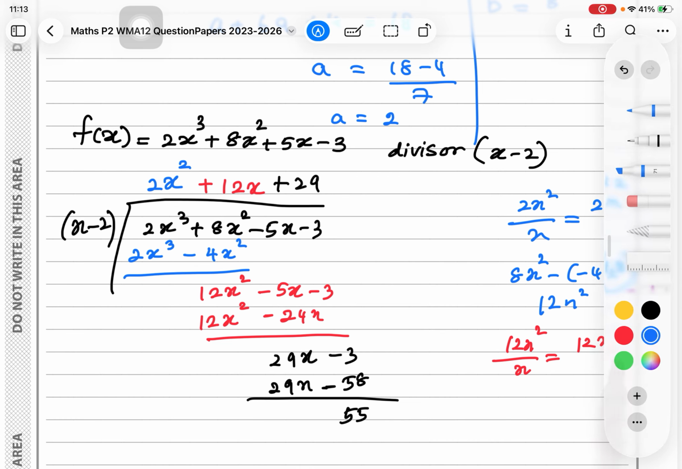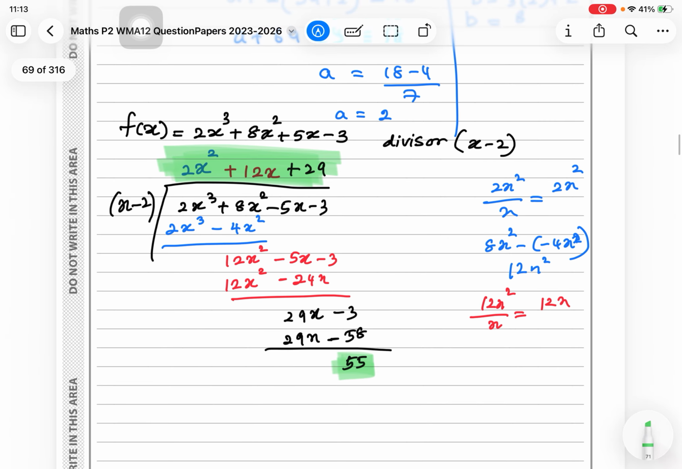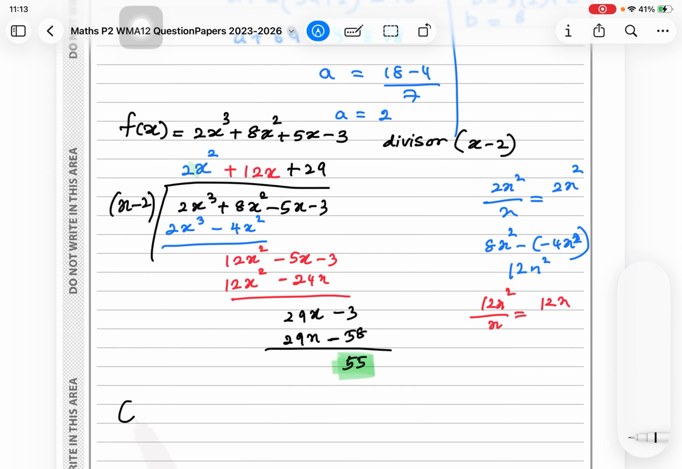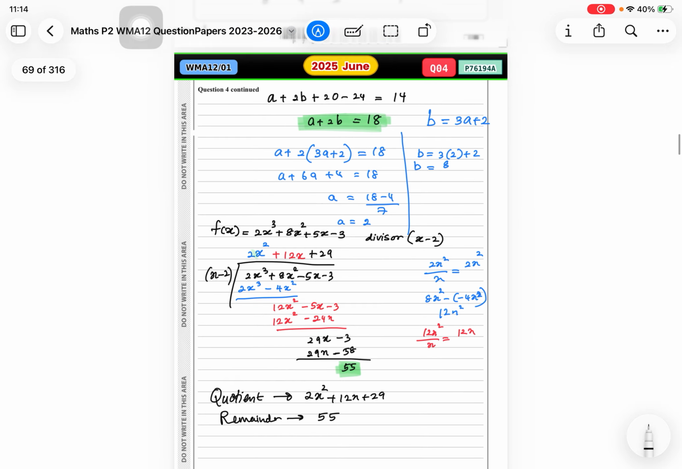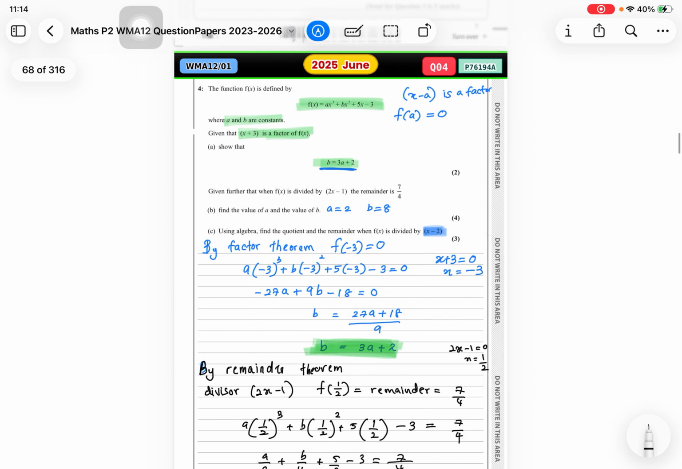If we check now, this is our remainder and this is our quotient. These are the two answers we have. I'll not highlight it for now so that it is cleaner. We can write it here: the quotient is 2x squared plus 12x plus 29, and the remainder is 55. These are the two answers. This is the full discussion about question number 4. Thank you.